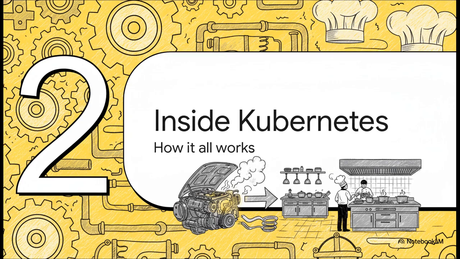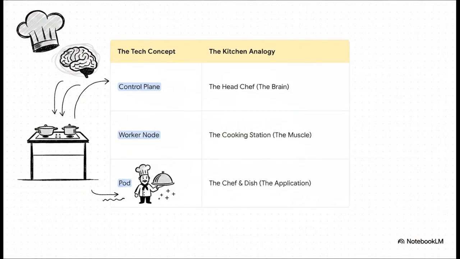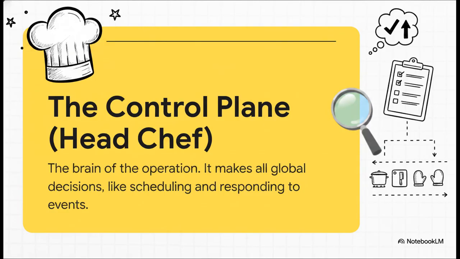Let's pretend our entire system is a bustling, high-end restaurant kitchen. Here are the key players. You've got the control plane. That's our head chef, the brains of the whole operation. Then you have the worker nodes. Those are the cooking stations, where all the work actually happens. And finally, the pod. That's like a single chef working on one specific dish, which is your app. So let's start with the control plane, our head chef.